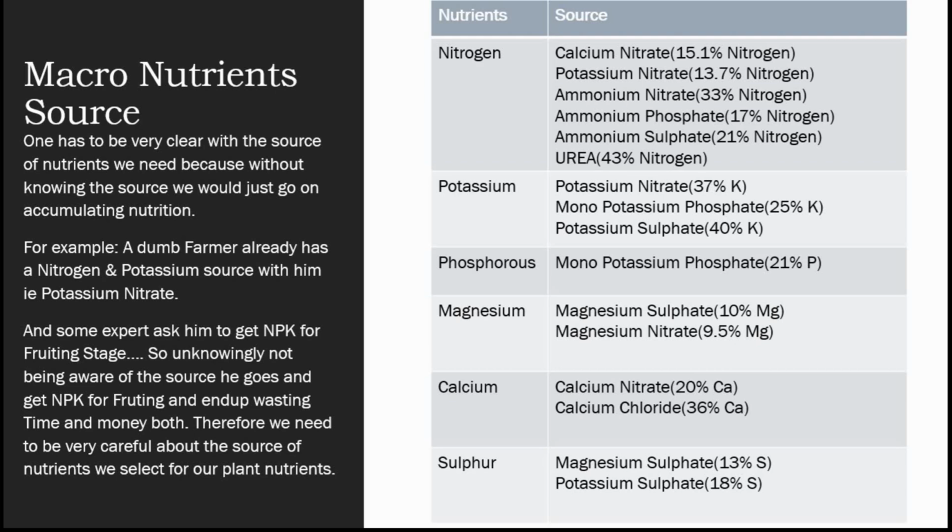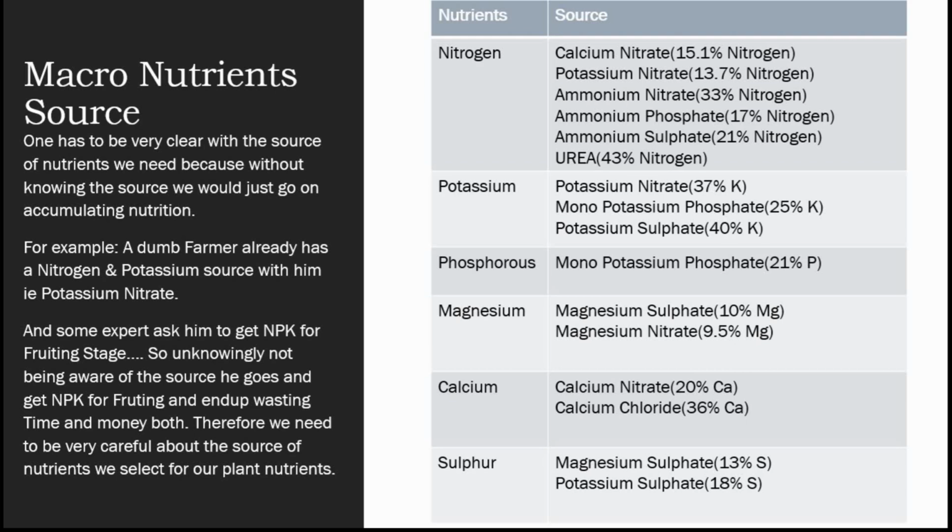The sources for calcium are calcium nitrate and calcium chloride. Calcium nitrate has 20% calcium and calcium chloride has 36% calcium. But we recommend only calcium nitrate because chloride is an element that increases the EC of our water or of our substrate. So we recommend using calcium nitrate for our hydroponic system.